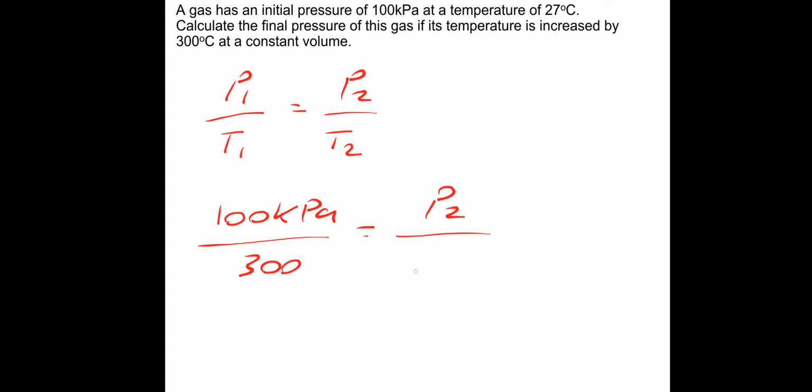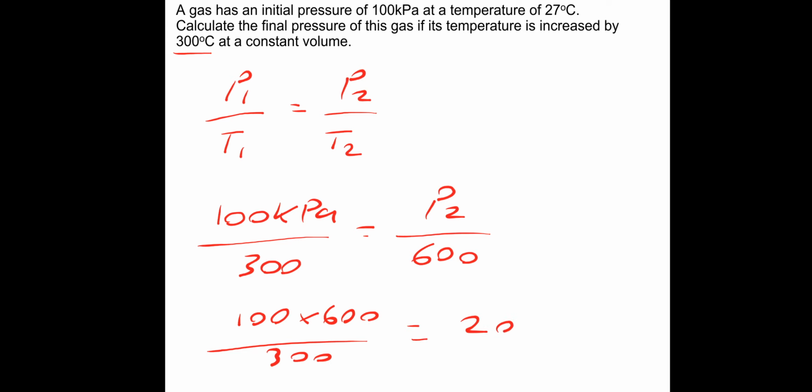temperature 2. So we start with 300 Kelvin. We add another 300 degrees Celsius, which gives us 600 Kelvin. So we need to do 100 times 600 divided by 300. Obviously, our pressure is going to give an answer in kilopascals, as our original pressure was in kilopascals as well. So 200 kilopascals is the answer. Let's move on.